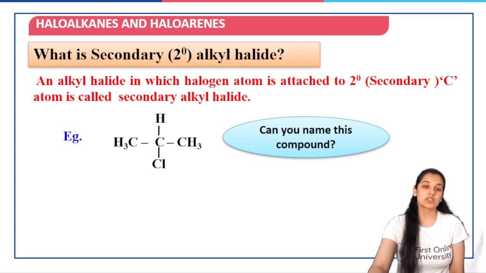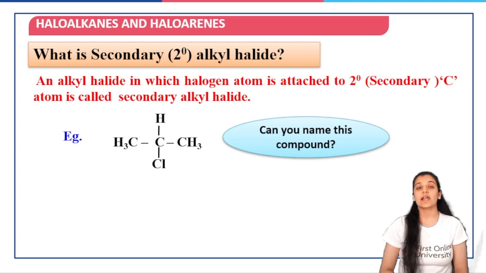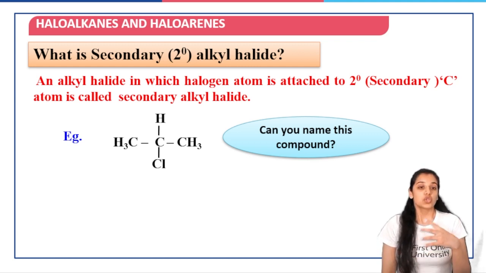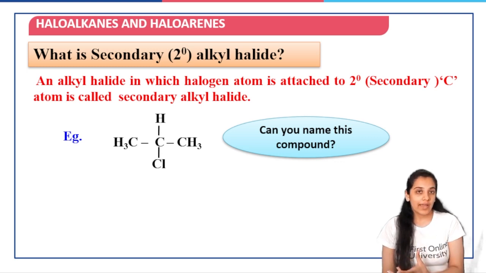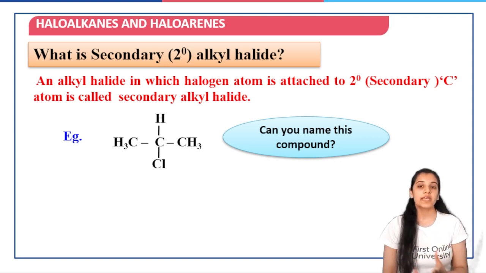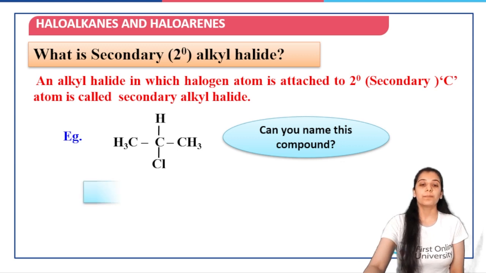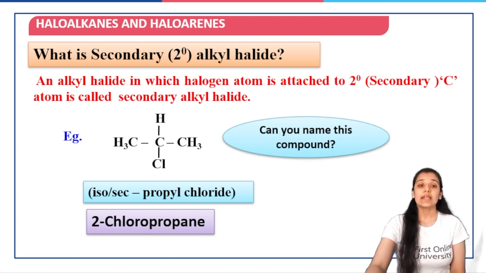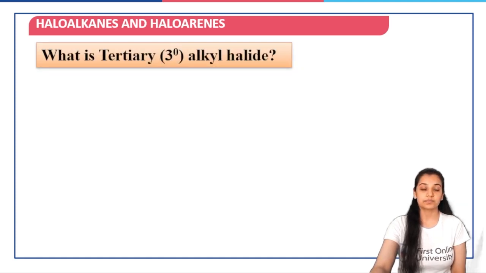you just try naming this compound. Since there are three carbon atoms, the root name is propane. So we can call it propyl chloride, or chloropropane, 2-chloropropane, or iso or secondary propyl chloride. Now, when we look at this, the carbon atom to which the chlorine atom is attached is further attached to two other carbon atoms. Therefore, we call it secondary alkyl halide.